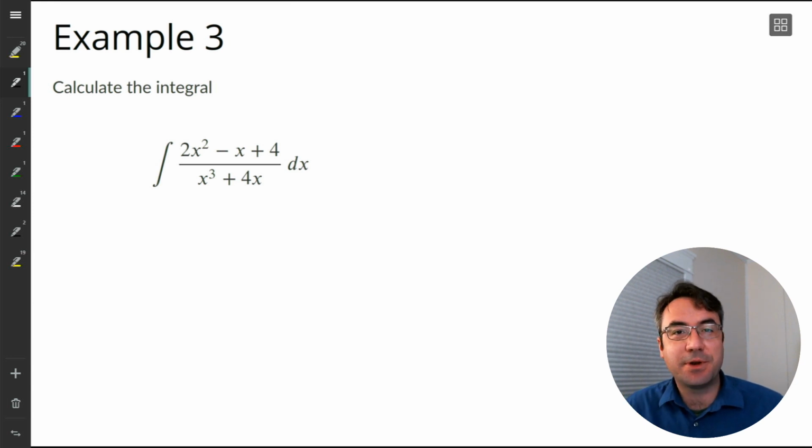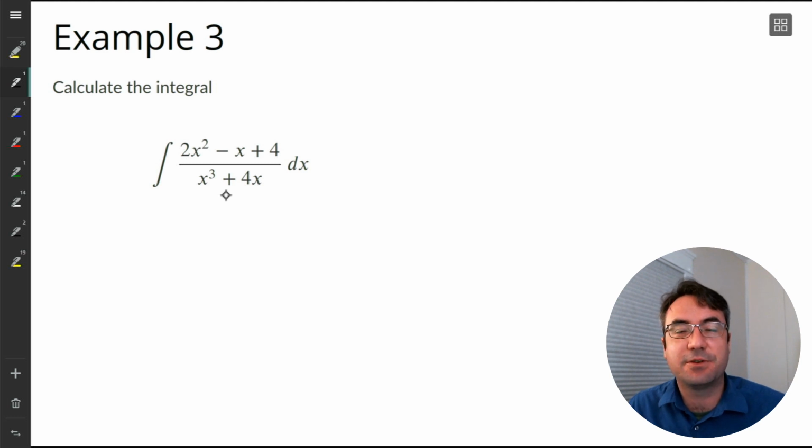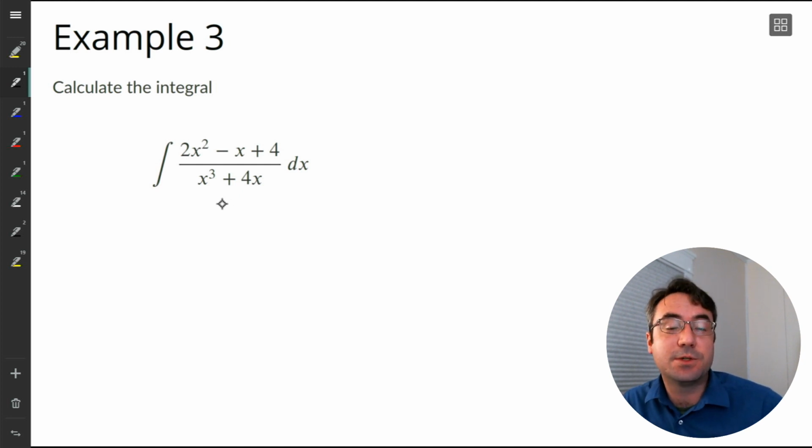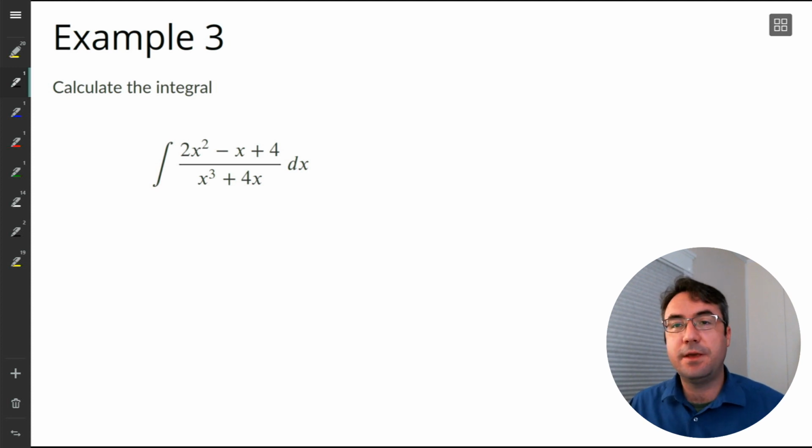Let's look at example 3. So we're integrating 2x squared minus x plus 4 over x cubed plus 4x. Again, this is a rational function, and this is one we've already done. So you can see how the denominator is going to factor. It's going to factor into an x and then an x squared plus 4. So we're going to end up with an irreducible quadratic. And we went through the partial fraction decomposition for this one already.